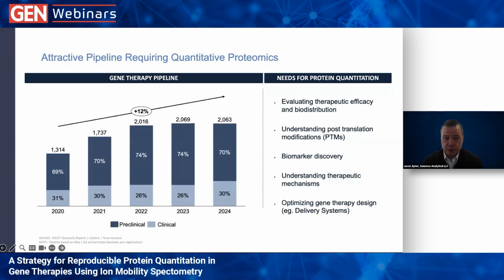And this lends itself to the need for protein quantitation and really our understanding of the various different applications that it's used for in gene therapy development. First off, evaluating therapeutic efficacy and biodistribution. Secondly, understanding post-translational modifications. Third, work in biomarker discovery. Fourth, understanding therapeutic mechanisms of action. And fifth, optimizing gene therapy design.